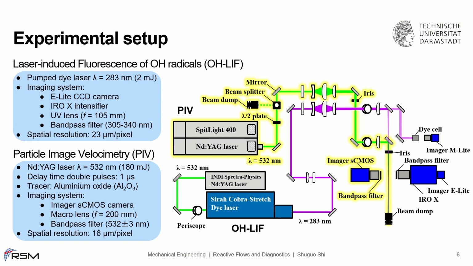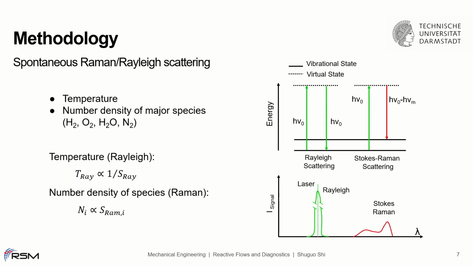Simultaneously, particle image velocimetry was used to measure the turbulent flow fields of the flames. The experimental setup is highlighted on the right side. A double cavity frequency-doubled Nd:YAG laser was used to provide double pulses with a delay time of 1 microsecond. Aluminium oxide was used as tracer particles in the jet flow. The Mie scattering from the tracer particles was recorded using an sCMOS camera equipped with a macro lens and a bandpass filter. The spatial resolution is 16 micrometers per pixel.